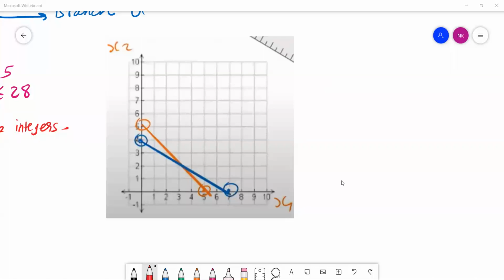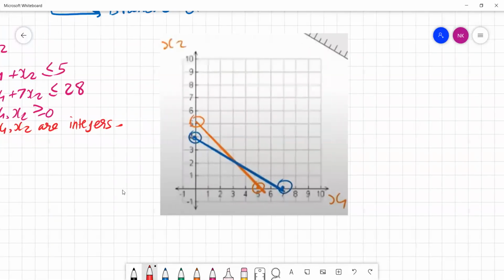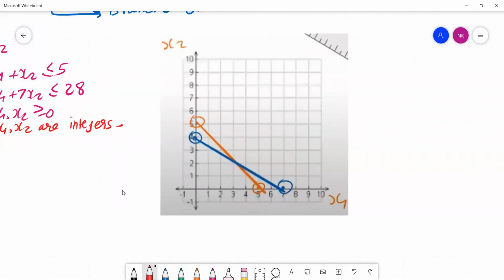So these are the two constraints that we are having. The first constraint is nothing but x1 plus x2 is less or equal to 5. So this is the first constraint. And the second constraint is nothing but x1 plus 7x2 is less or equal to 28. This is the second constraint.